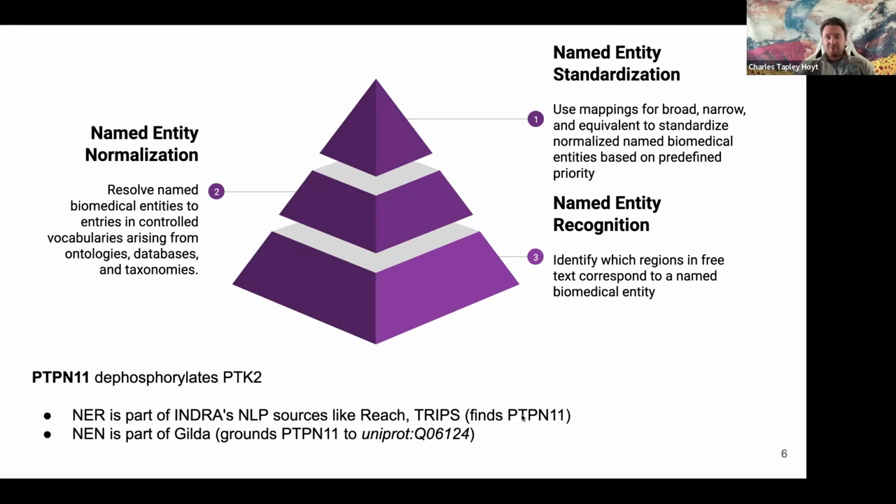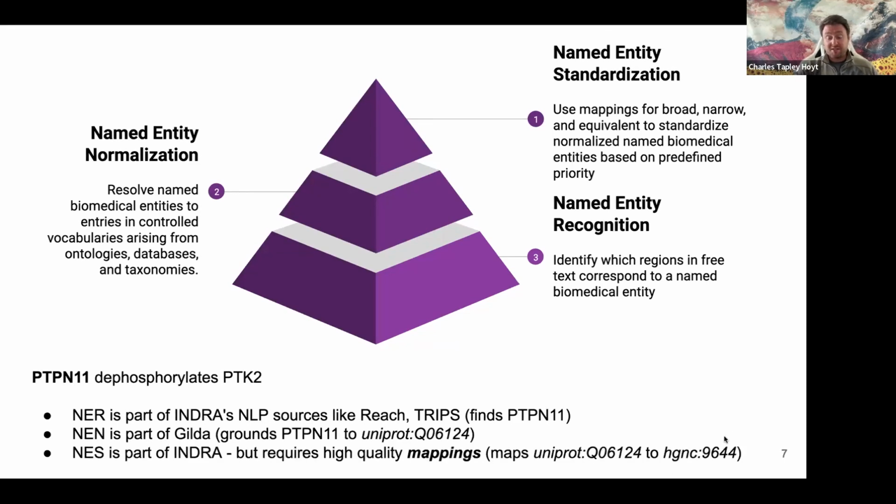And then the last part would be named entity standardization, where if you have lots of different pieces of information coming in where you've done grounding and named entity recognition, you probably want to make sure they're grounded to a standardized vocabulary. So let's map this from UniProt to HGNC. I'm using this colloquially, and I'm going to define it a little bit more specifically, but we need to have high quality mappings from one semantic space like UniProt to another one like HGNC if we want to do this named entity standardization.